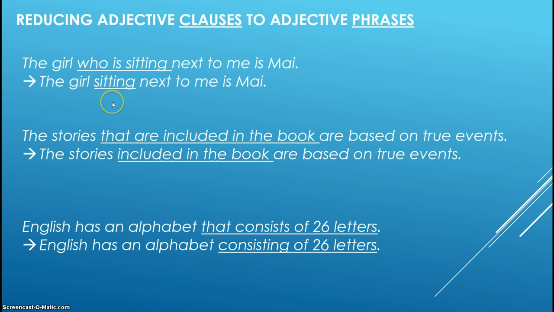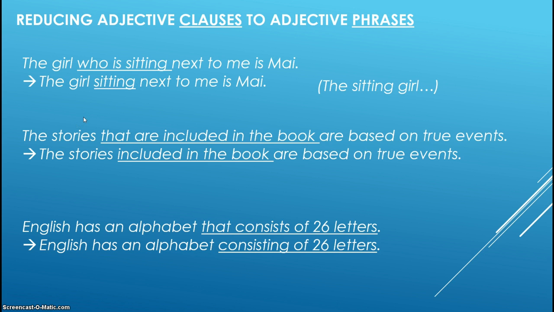Let's take a look. The girl who is sitting next to me is mine. There is our adjective clause: the girl who is sitting next to me. It's a restrictive adjective clause, by the way. You notice there are no commas here. How do we shorten it? "Who is" seems to be gone. And now we have a much shorter one: the girl sitting next to me is mine. It's still functioning as an adjective. Now it's just an adjective phrase. Think about it this way: the sitting girl, right? That would be the proper adjective position. The sitting girl. The girl sitting next to me.